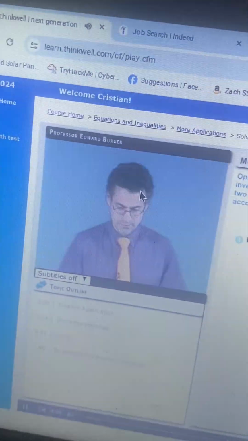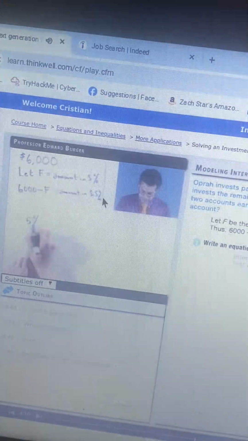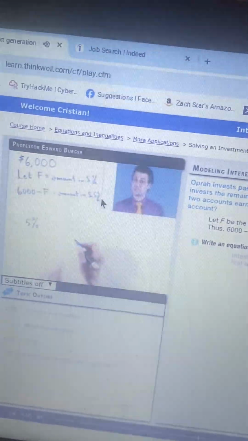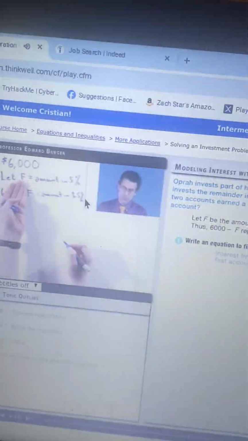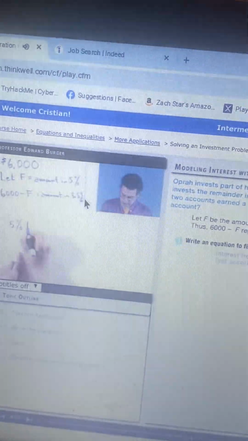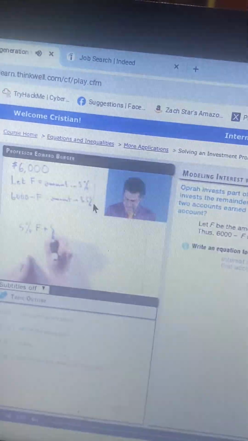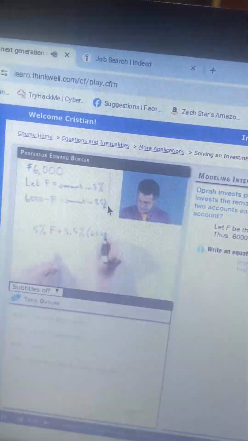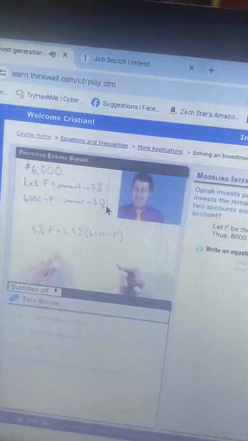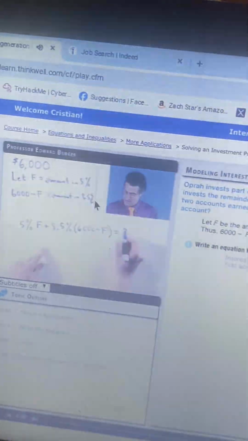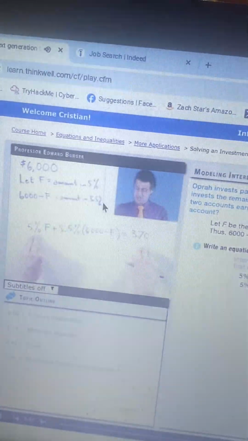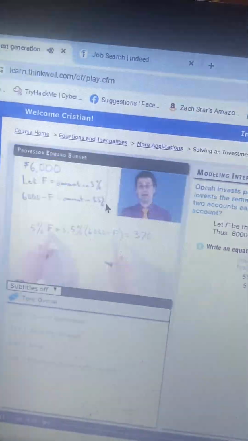So let's see what happens. What we see is we know that 5% of F, 5% of F. Of is our cue, that of means we have to multiply. We have to find 5% of the amount she invested. So that's 5% of F plus 8.5% of the rest, 6,000 minus F. And that we know equals $370. Now, if you look at that for a second, that actually is an equation that just involves F. So we can now actually solve this for F.